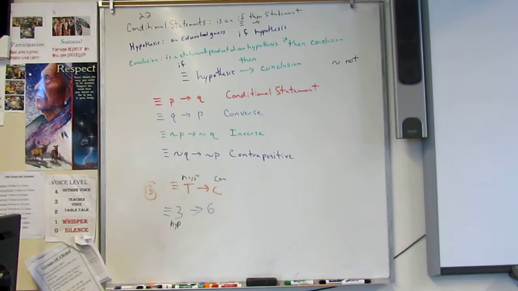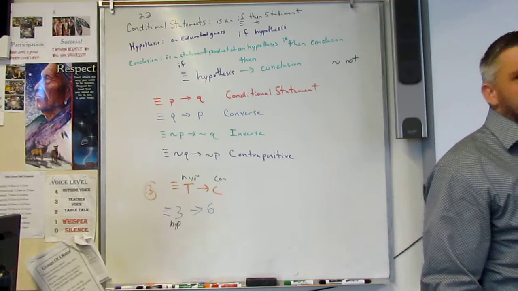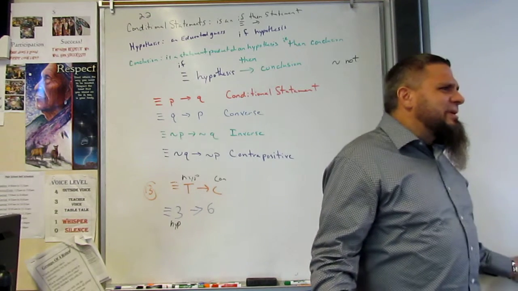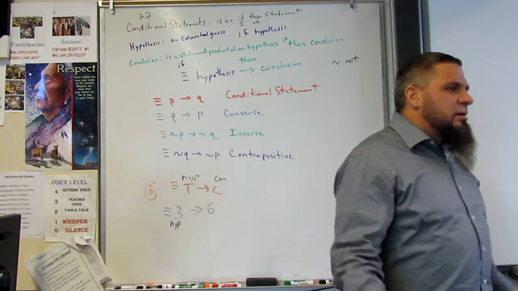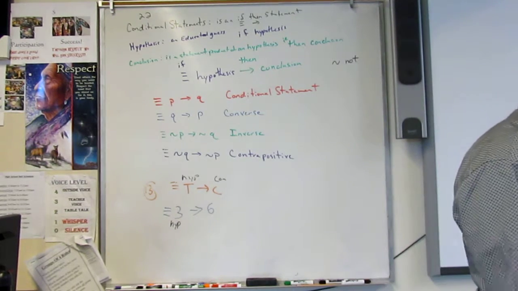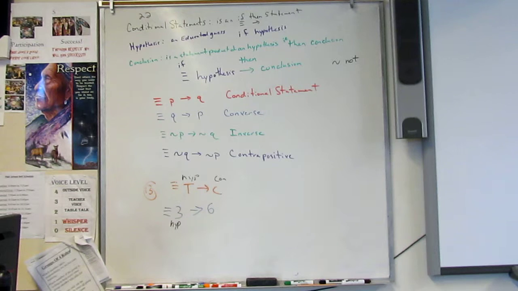So listen. Here, I'll give you an easy one. If a batter gets 3 strikes, then he's out. Okay? I just gave you the conditional statement. If the batter gets 3 strikes, then he's out. That's it. That's all we're looking for.